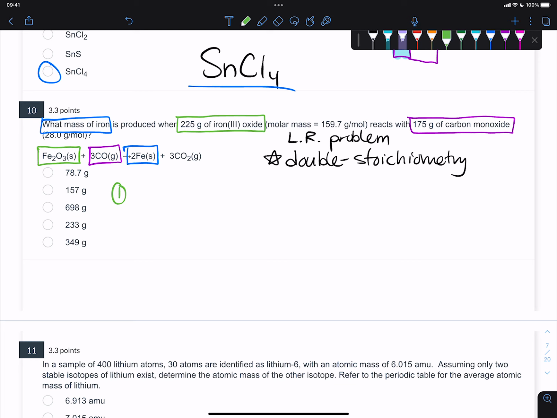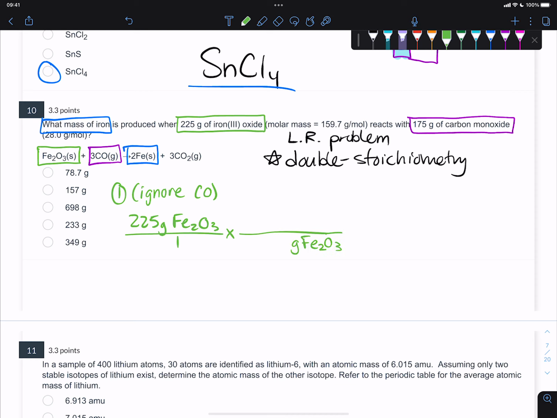When you do double stoich, you deal with one reactant and you ignore the other. So for the first one, we're going to ignore the carbon monoxide and deal just with the iron 3 oxide. So how much iron 3 oxide do we have? 225 grams of Fe2O3 over 1. Convert your grams of iron 3 oxide into moles of iron 3 oxide using the molar mass, which is given to us as 159.7. So 1 mole of iron 3 oxide has a mass of 159.7. Canceling your units, you want to keep moving.